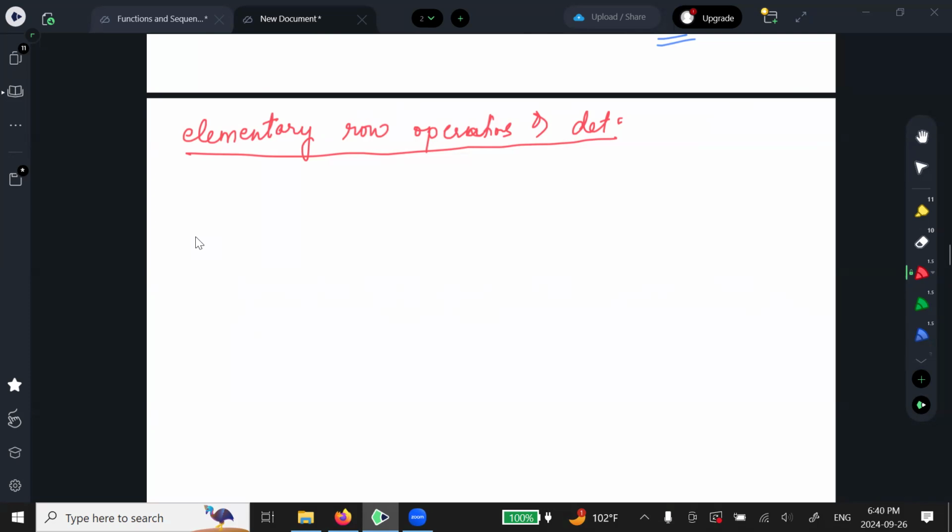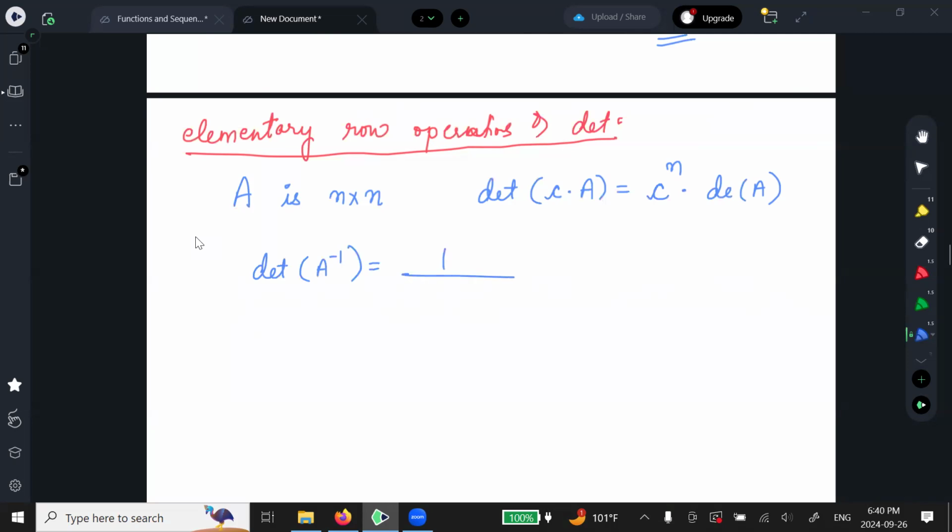They're important. Yes, the most important property is if A is n by n, then determinant of C times A, where C is a scalar, will be C^n times determinant of A. C raised to the power n, because I have n rows. Determinant of A inverse will be 1 over determinant of A, right? What is the determinant of a triangular matrix? Just multiply the diagonal entries.